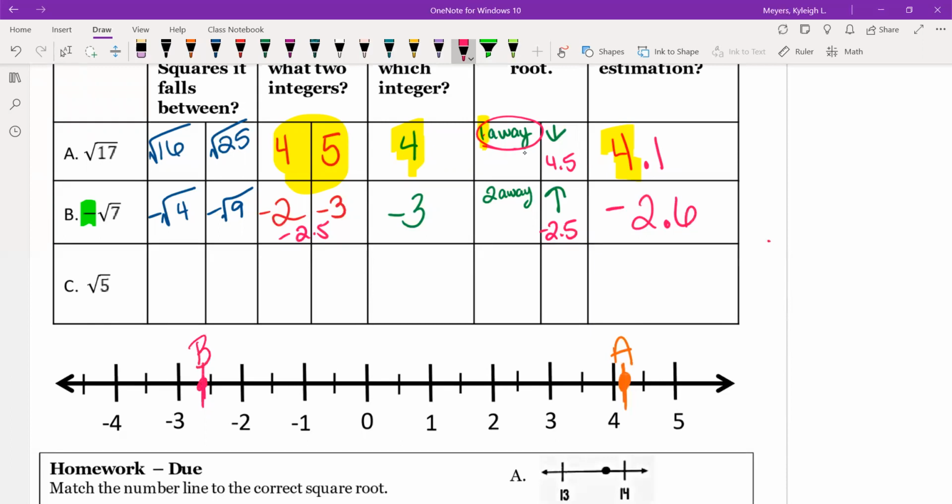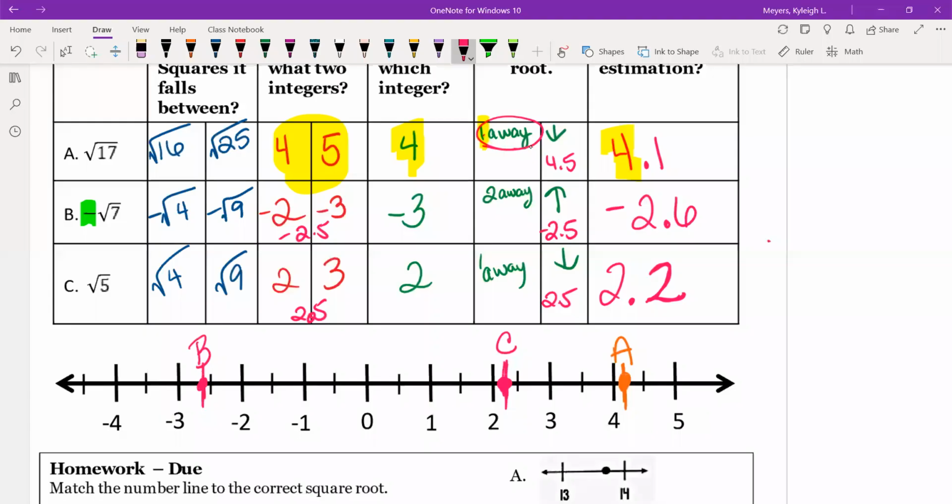Okay, I want you to pause and try C on your own. All right, so hopefully you got somewhere around 2.2, 2.1, something like that, right? So we know the square root of 5 falls between 4 and 9, which is 2 or 3, and it's closer to 2 because it's only 1 away from 4. So that means it's got to be below 2.5. So we're going to start at 2 and say, okay, it's really close to 2. So maybe it's 2.1 or 2.2. If you were to plug it in a calculator, it'd give you 2.2 and some change. So that's why I'm going with 2.2. Okay, and then we put that on the map here with C.